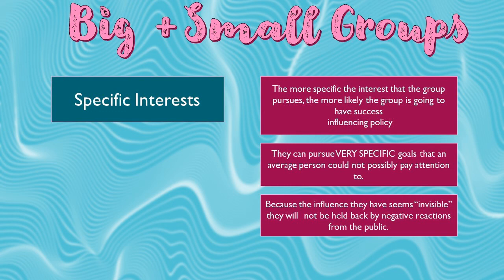When we're talking about the very specific details of laws, the average person is not paying attention to this, but the members of the interest group definitely are. The influence that these groups have is going to seem invisible because it's not going to get any attention, because it's just such a tiny detail, something so boring. So when that happens, the influence that the interest group has is great. It's basically invisible. They don't get held back at all from negative reactions from the public. So a very small and specific interest group is going to have the most success influencing policy.